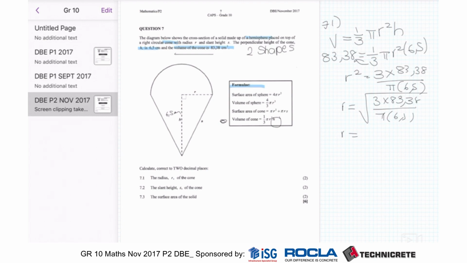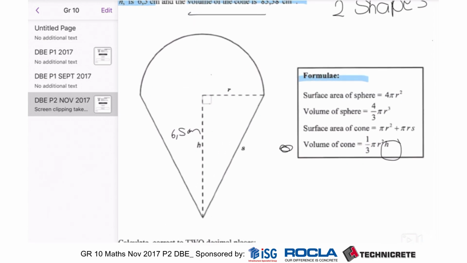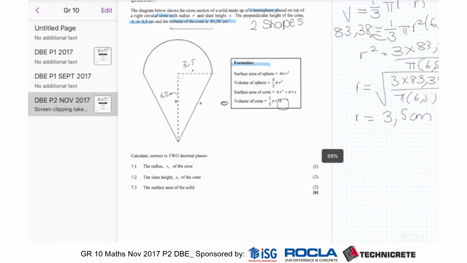So 3 times 83.38 over shift x times 10x on your calculator for pi, which is at the bottom next to the point and next to the word answer if you have the silver calculator, and then 6.5. And I get an answer of 3.5 centimeters if I round off to 2 decimal places. Okay, next question. Slant height, which is s. Very easy.